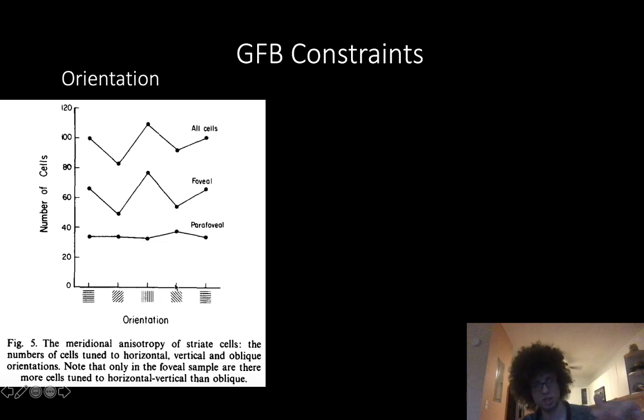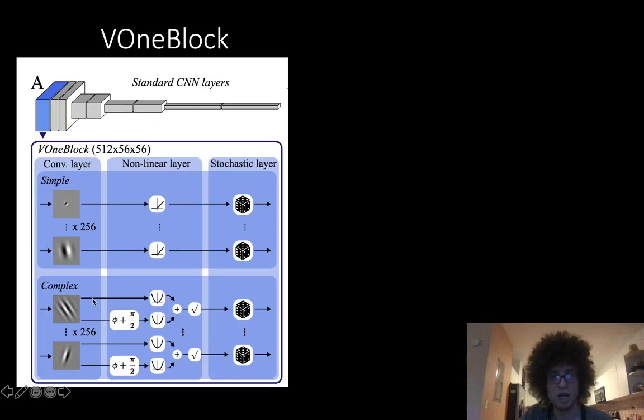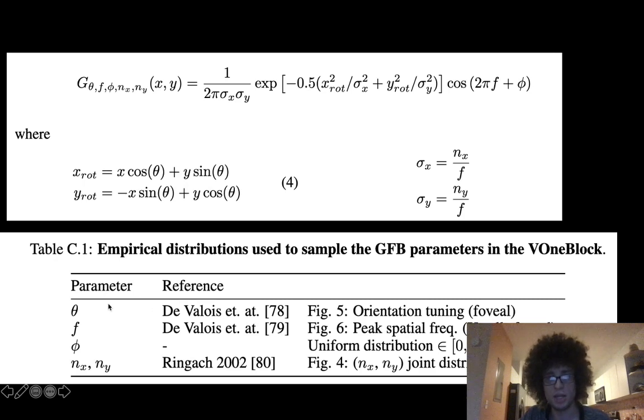But if you look at this graph, this is the paper that they use to gather this constraint from. There's more turned to this horizontal or vertical than this oblique side. So they actually use these numbers to identify, out of how many cells, how many of these convolutional filters are constrained in a certain way, and they can show that this is just the theta parameter in this transformation here.